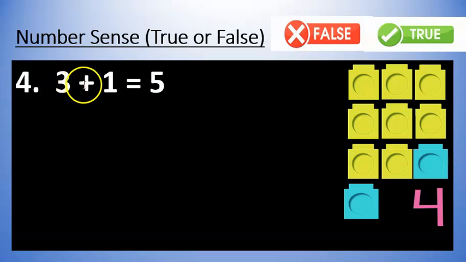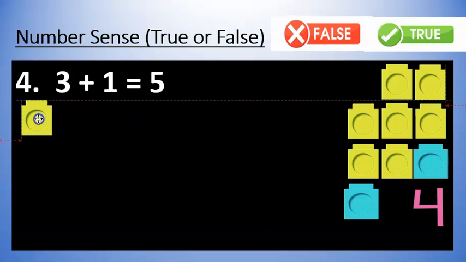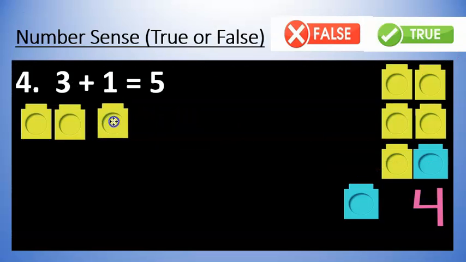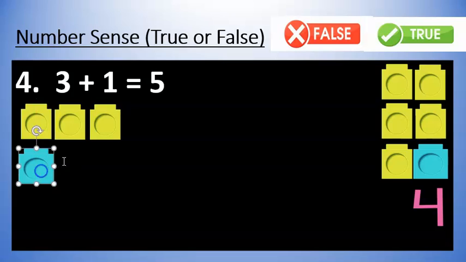It says 3 plus 1 equals 5. We got to see if this is false or true. First thing, boys and girls, what number is this? 3. So look, we got to get 3 cubes together again. 1, 2, 3. Now, first graders, we're going to have to come now to this next number. What's this next number? 1. So I have to get a different linking cube. I'm going to put it at the bottom there so you can see the difference.